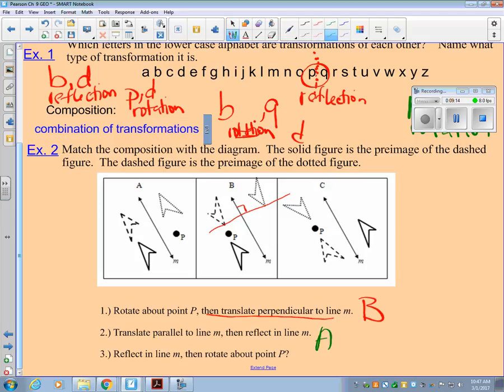And then just for fun, reflect it across line M. So that leaves C as our last one: reflect across line M, and then rotate counterclockwise around point P. So the answers to 1, 2, and 3 are B, A, C.